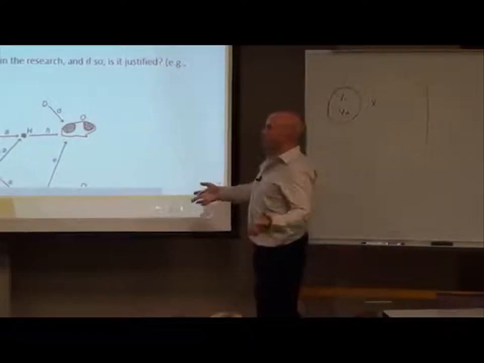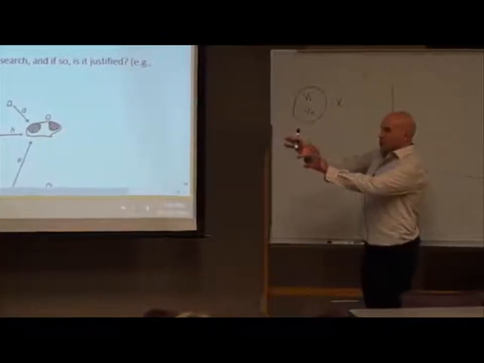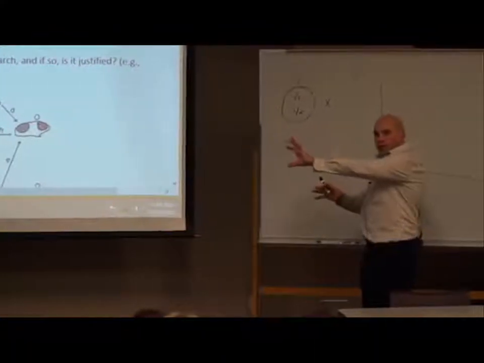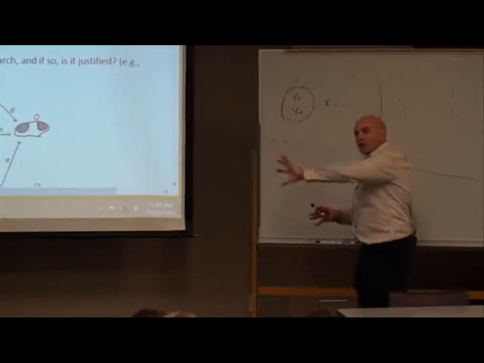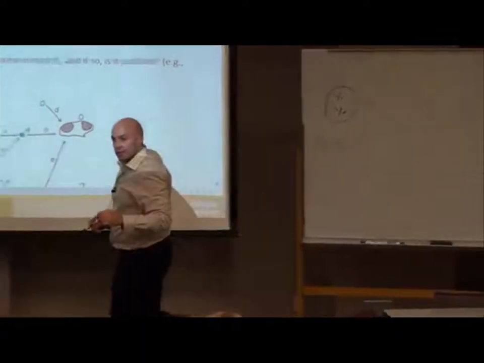ANOVA was really big in the 1920s with R.A. Fisher. So when you're looking at a research paper, if you see ANOVA or if you see regression, do not assume that one is experimental and one is correlational. You need to know the design, not just the statistical procedure.